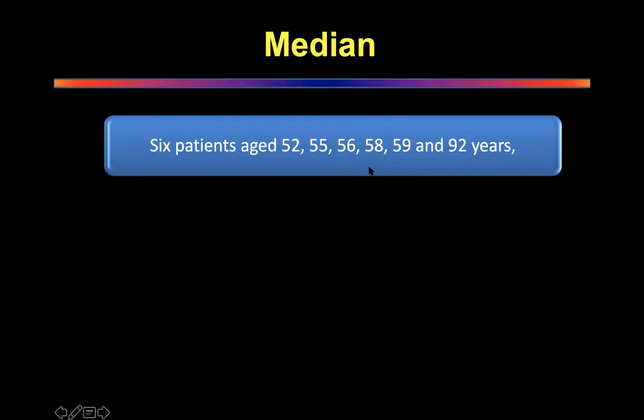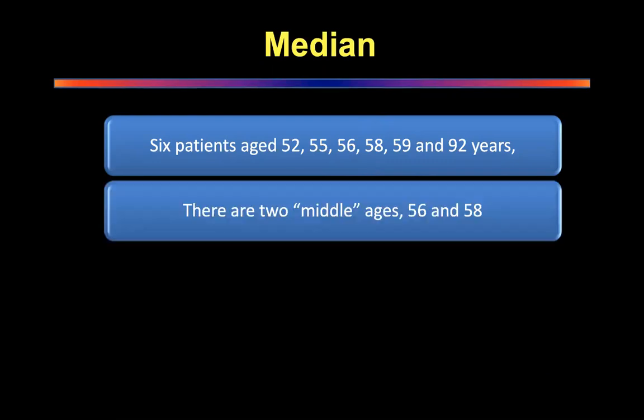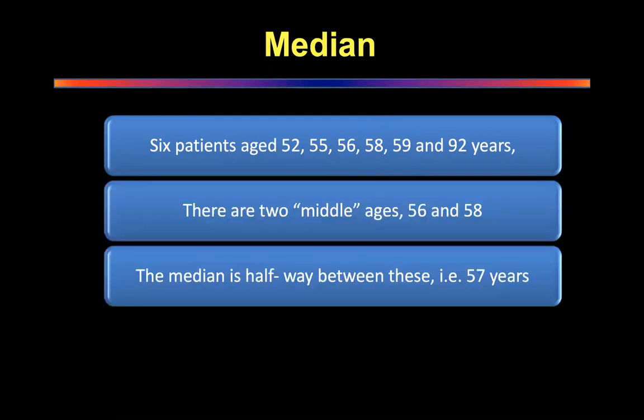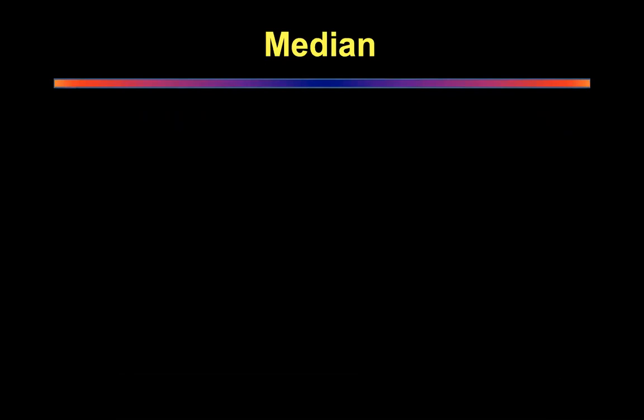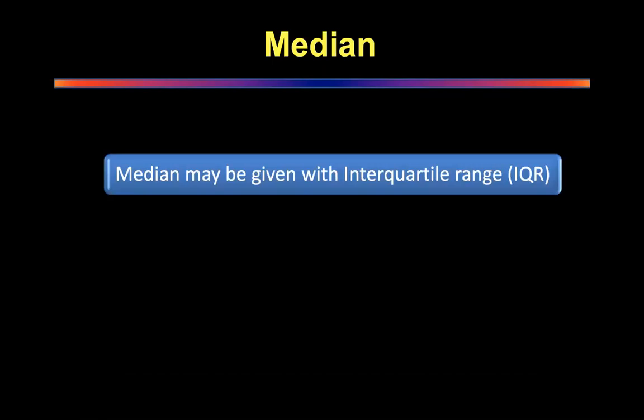You don't know what is the midpoint. So you calculate the two middles and calculate the middle of the middle. And that is the median in this group, 57 years. So the 57 better represents it than 62. So median may be used with interquartile range.